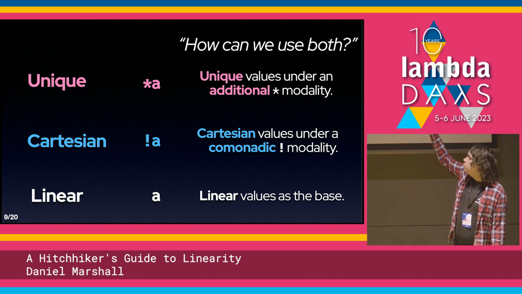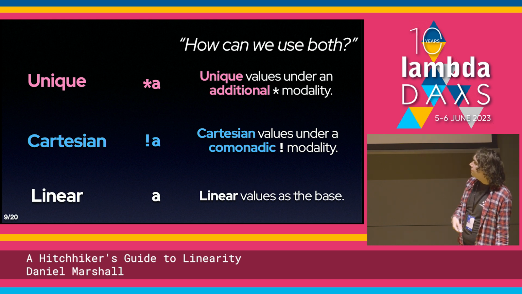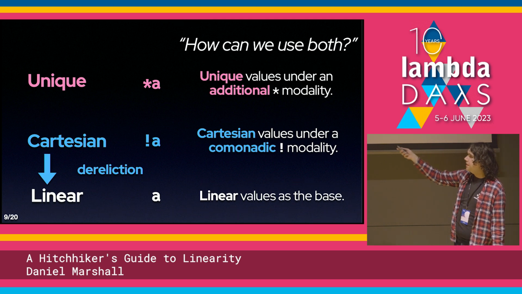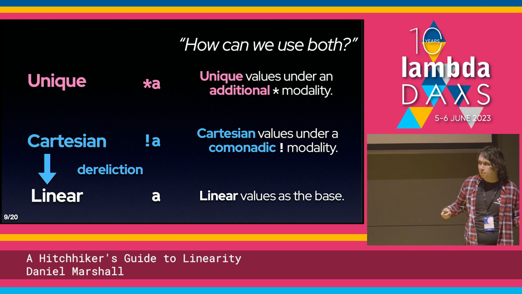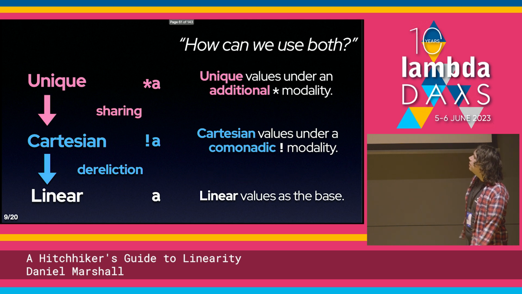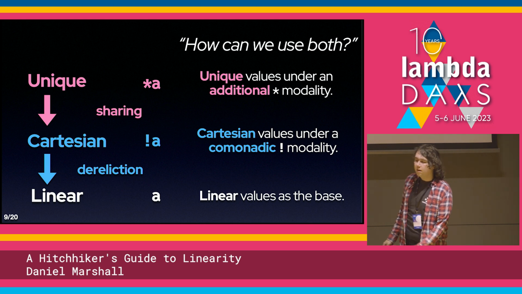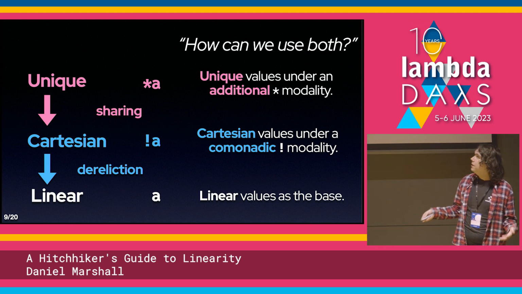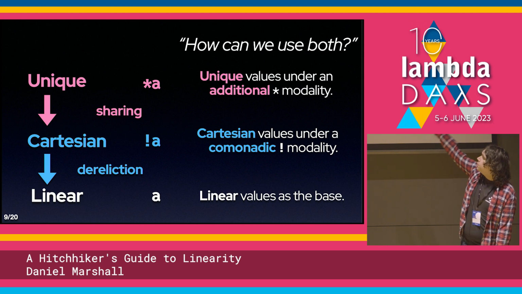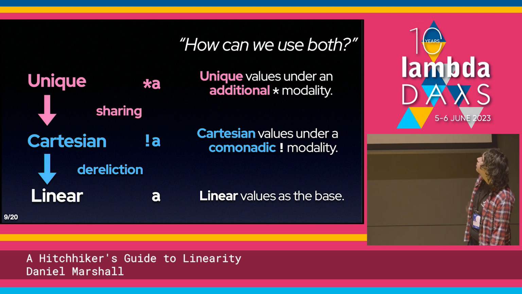And the way that we can move in between values of these 3 different states is exactly as you would probably expect given the previous slide. We can go from Cartesian to linear, which is often called dereliction in linear logic papers. We can pull something out of that bang modality and make it linear. We can go from unique to Cartesian, which we call sharing, because that's basically what you're doing. You're saying, I have the only reference to this value. I'm now going to share it so that we can create more, but it's not unique anymore. So you can go from unique to Cartesian to linear, but not backwards in the other direction.